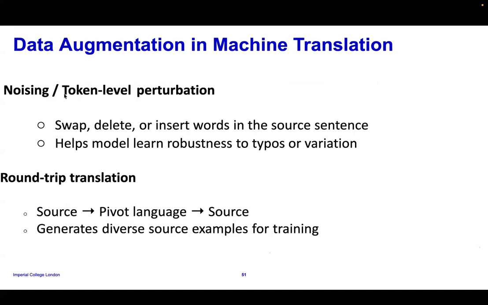We have another one, noise or token-level perturbation, which is also another approach. For example, in the source set, I said, "Zan je kasuwa gobe na so agogo." Another approach is that you can swap, delete, or insert words in the source sentence. So maybe I can say "Zan je kasuwa gobe na so agogo", and the last word I deleted. So you can see you now have two different sentences.